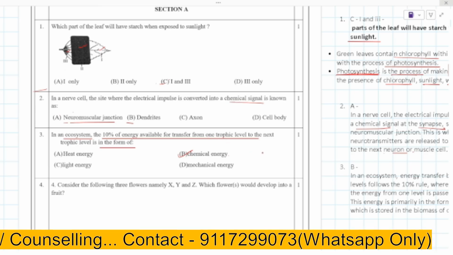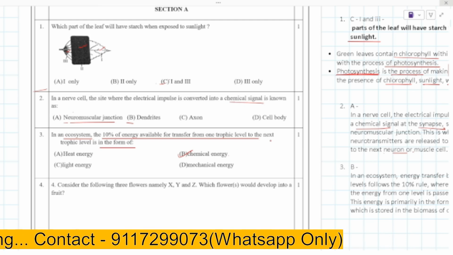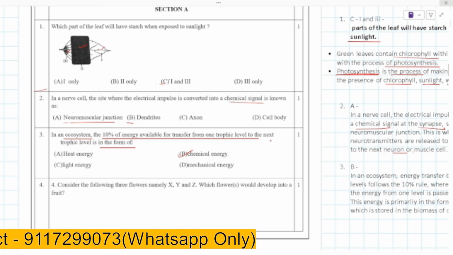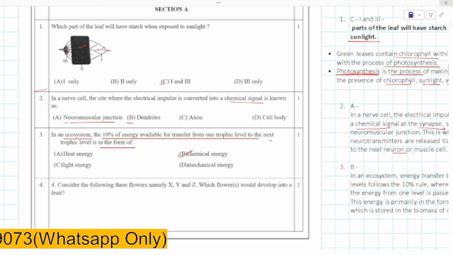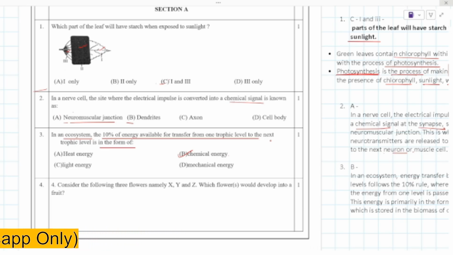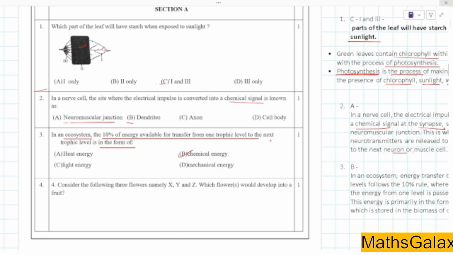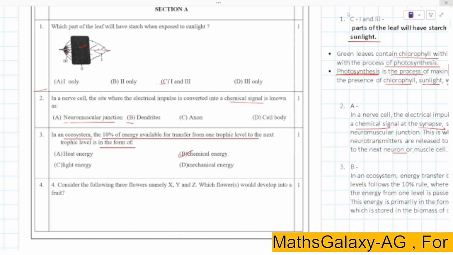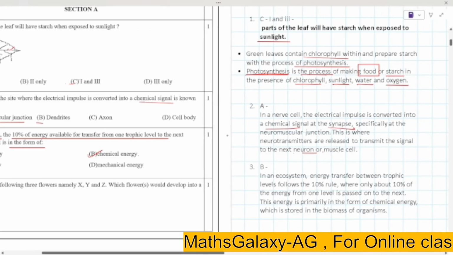Suppose a grasshopper eats grass, right? So the energy or the nutrients present in the grass, the energy is transferred to the grasshopper in the form of chemical energy, right? Similarly to the other levels.